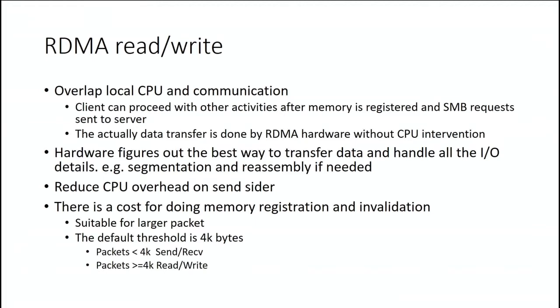The con of doing RDMA read and write is that there's a fixed cost of doing memory registration, invalidation and deregistration. That's the reason we don't want to do that for very small data. That may not be the best way to do it. Maybe you get faster speed just sending that data to the remote along instead of doing RDMA read write. So the default threshold we choose is 4K bytes. Anything less than 4K bytes, the I/O payload is sent by RDMA send and receive, and anything bigger than that is done by read or write.